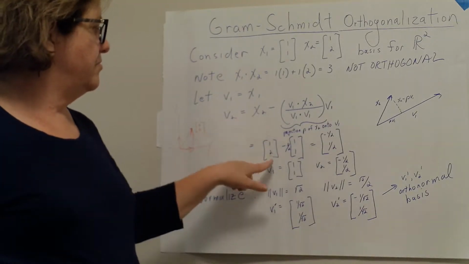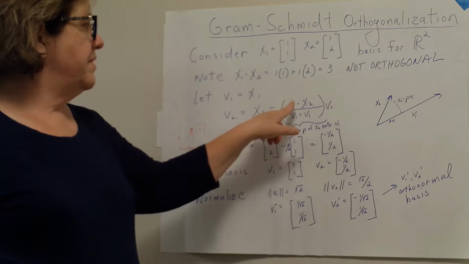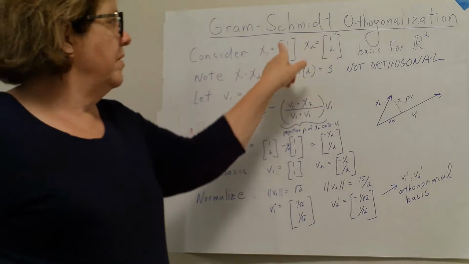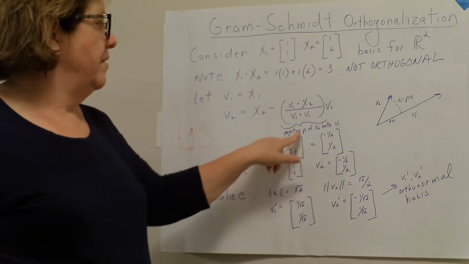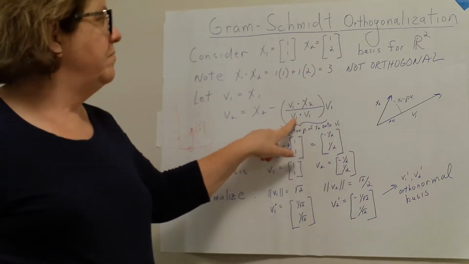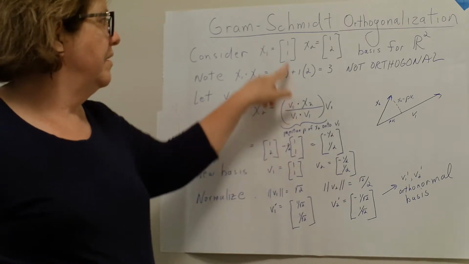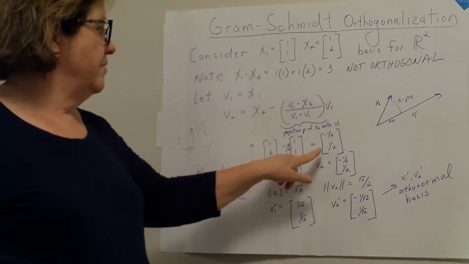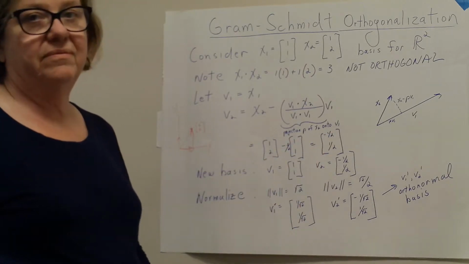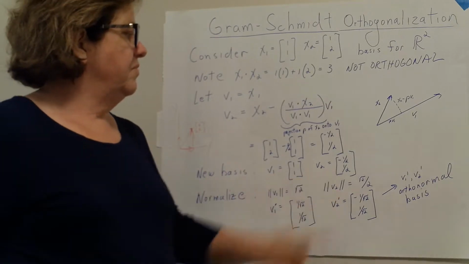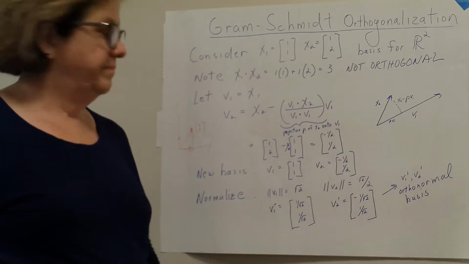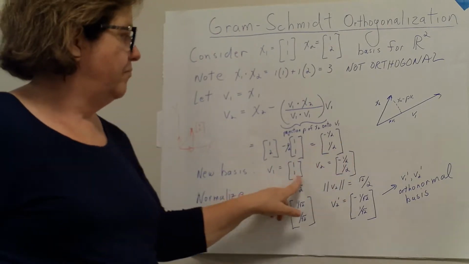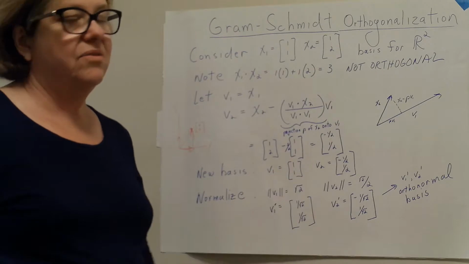Okay, so x2 is (1, 2). When we take the dot product of v1 with x2, we get 1 plus 2, which is 3. When we take the dot product of v1 with itself, which is x1, we get 2. So our answer is (-1/2, 1/2). v1 and v2 are orthogonal components, and you can check that. 1 times -1/2 is -1/2. 1 times 1/2 is 1/2. They're orthogonal.